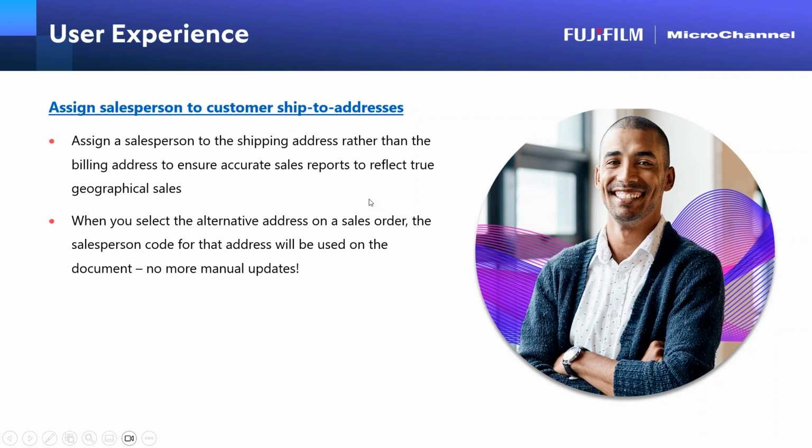The next one is assign a salesperson to a customer ship to address. And this now just gives you that ability. So if you've got a customer with different branches scattered around the country, and you are monitoring sales from a commission point of view, instead of taking the salesperson from the main record and then possibly having to change the salesperson based on the location of the shipping address, they now have a default salesperson on that shipping address, and then you can use that.